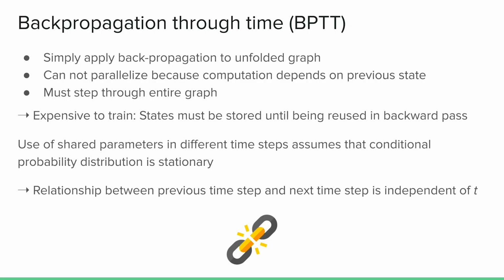When we use shared parameters in different time steps, we have one assumption here, namely that the conditional probability distribution is stationary. What does that mean? It means that we do not care where a certain sequence appears, as I just said, but the sequence is relevant. The relationship between the previous time step and the next time step is independent of the position t in our sequence. So "in 2020", no matter if it appears at the beginning or at the end of the sentence, these two things have a certain relationship. This is what we're learning: the distribution of these two words appearing next to each other.